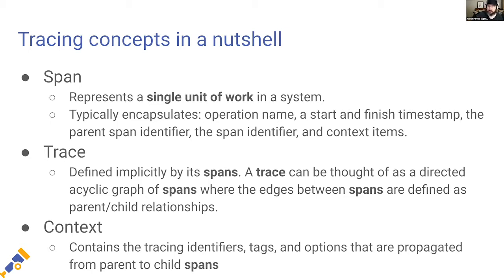Finally, there's context, and context is really the key to understanding how traces work, because there's one type of context. The word gets overloaded a lot, but in general, when we're talking about context, we're talking about things like an identifier for a trace, an identifier for a span, an indicator for what the parent span was, and then optionally, you can have something called baggage as part of that context, which are key value pairs that can come from other parts of your system.